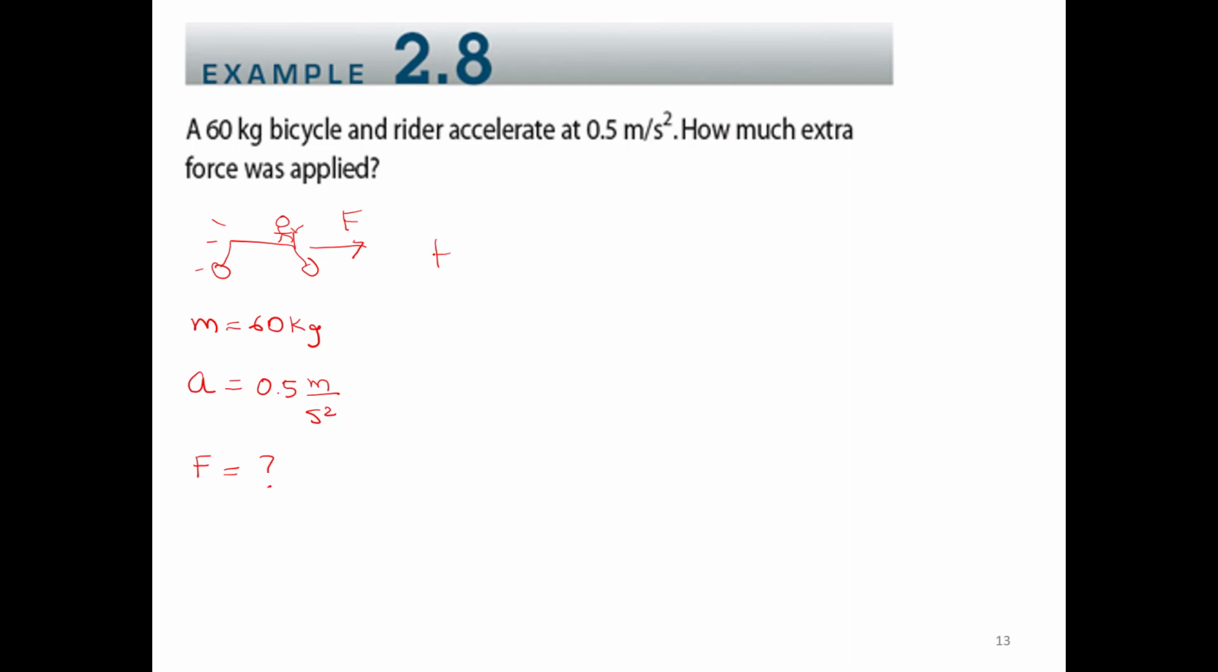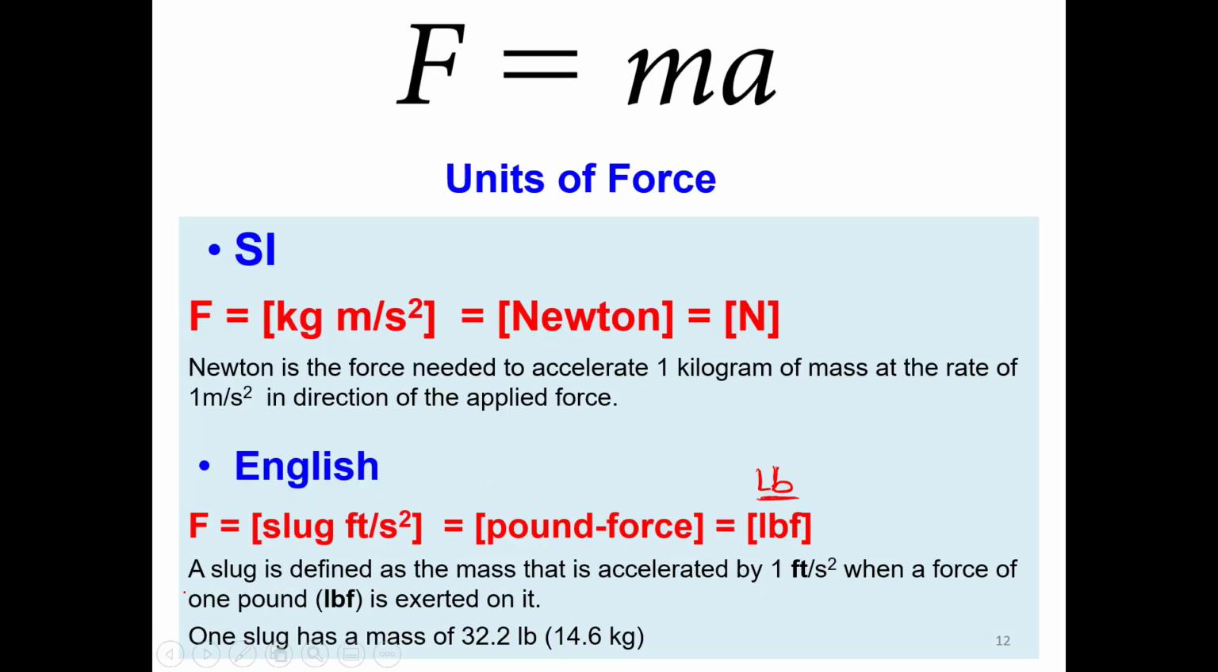We know by Newton's second law that the force is mass times acceleration. The force will be 60 kilograms times 0.5 meters per second squared. If we multiply 60 times 0.5, it will be 30. And we have the units, don't forget to write the units. We know kilograms meters per second squared corresponds to Newtons.